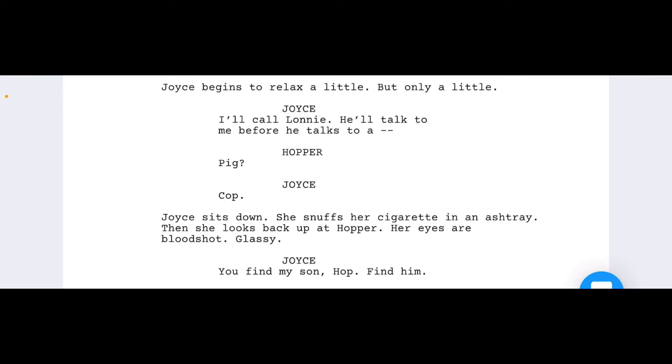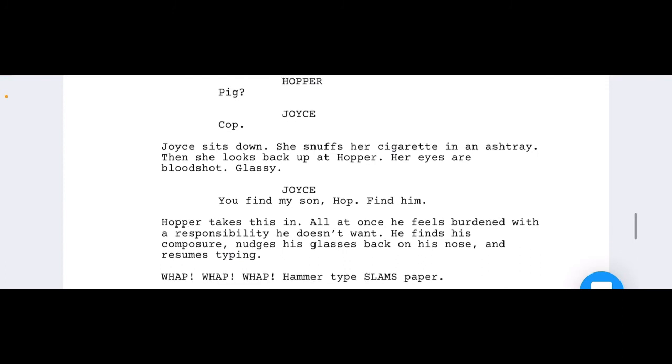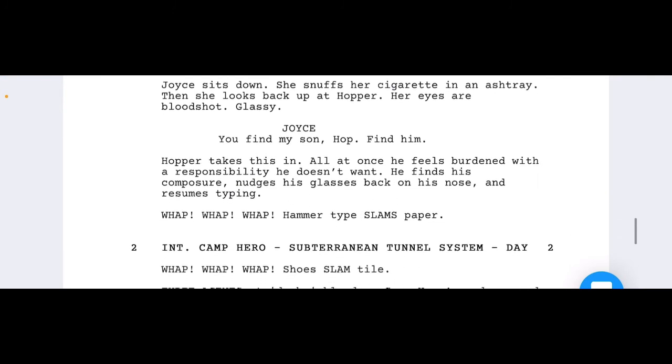And so this next line suggests that Joyce is thinking about what Hopper said about the father, Lonnie. Joyce says, I'll call Lonnie. He'll talk to me before he talks to her. And she pauses. And Hopper says, pig. And Joyce says, cop. So Hopper's obviously taken offense to that because he felt that she was going to say pig, and we all sort of know that she was going to say pig. Maybe she wasn't. But it's interesting that he's sensitive about that.